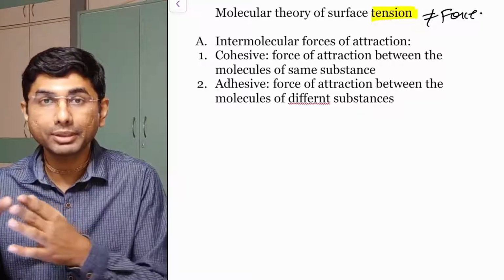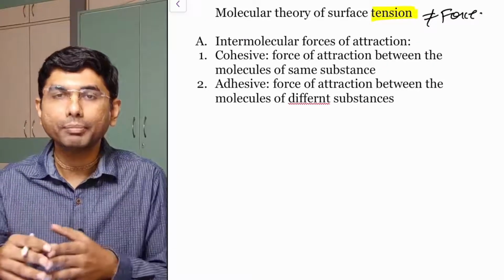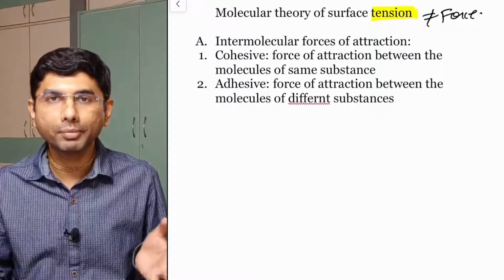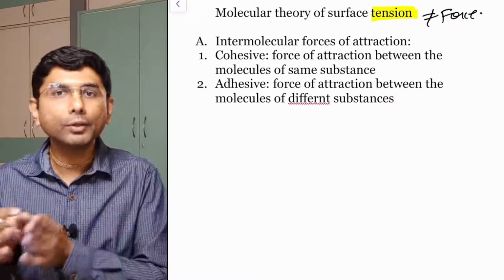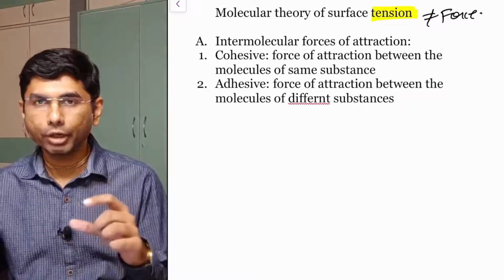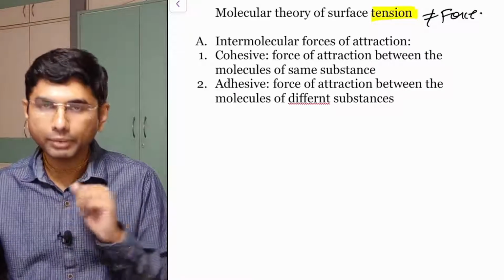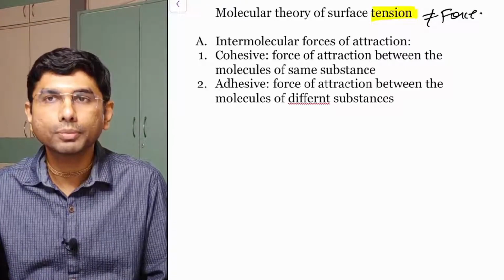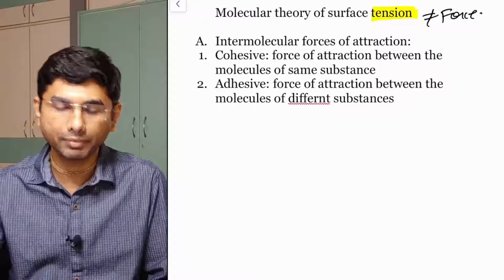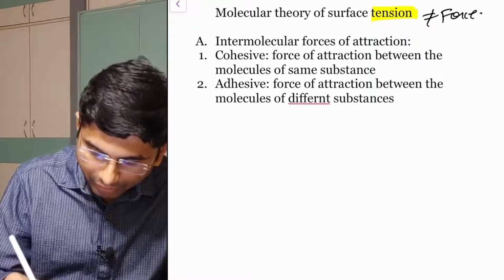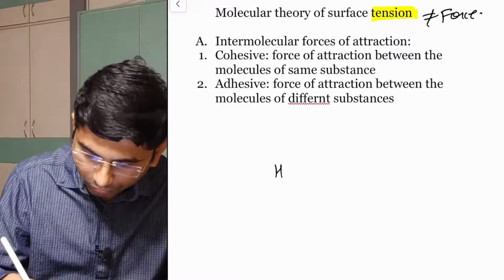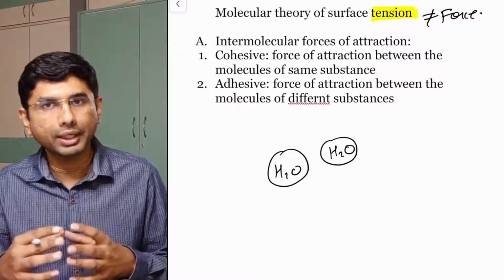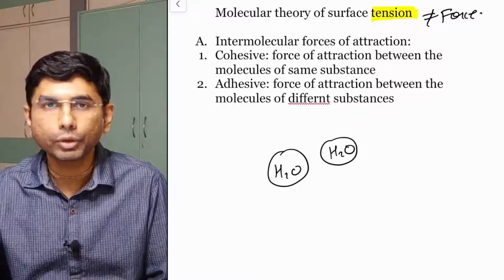The molecules can be of the same material, or two different materials may be there, and obviously both will have different kinds of molecules, and they will also have some kind of force of attraction. According to these two types, two names are given. The first name is cohesive force. This is the force of attraction between the molecules of the same substance. If we have water and water, there is one H2O molecule, another H2O molecule, and whatever is the force of attraction amongst them will be called cohesive force.